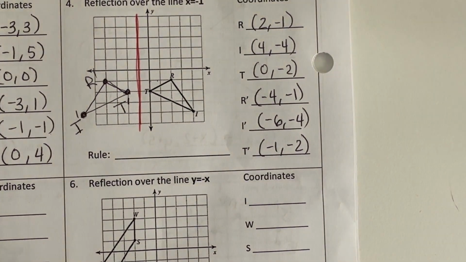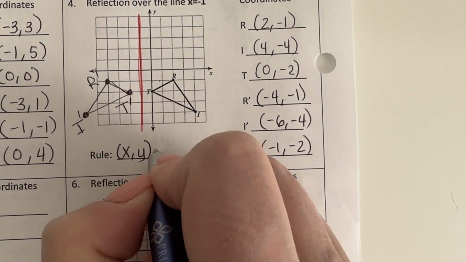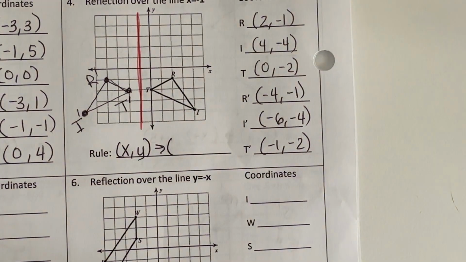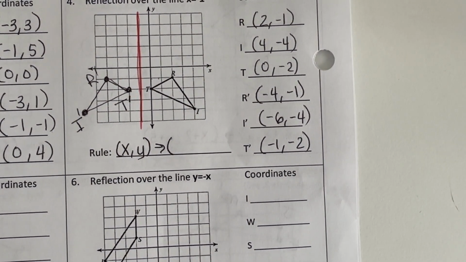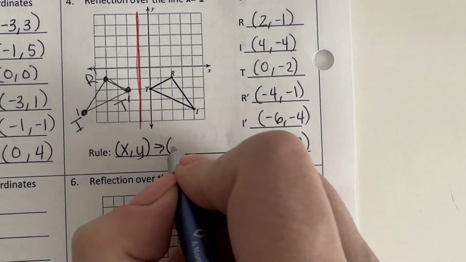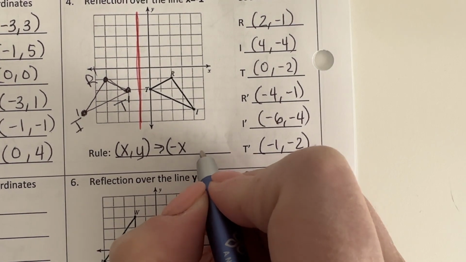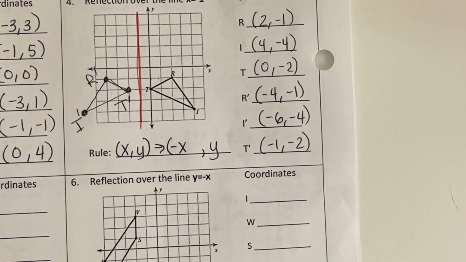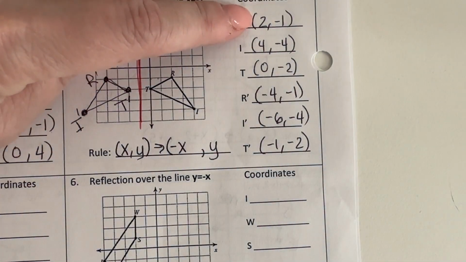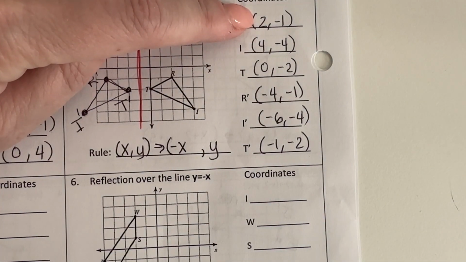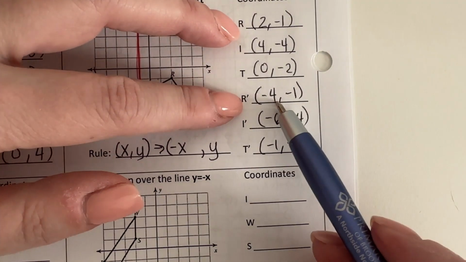Okay, so let's talk rule. First thing, I'm going to write my x comma y, and then I'm going to draw my arrow. Because this is a horizontal reflection, not vertical, I know I have to start by making a negative x. And I also know I'm not going to be changing my y at all. Now, here's the deal. If you make your x negative, so I make that 2 a negative 2, you have to say to yourself, what do I need to add to make that a negative 4?